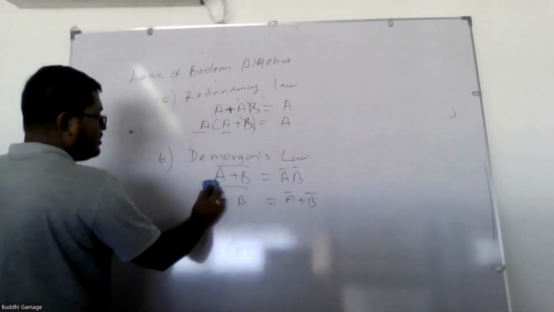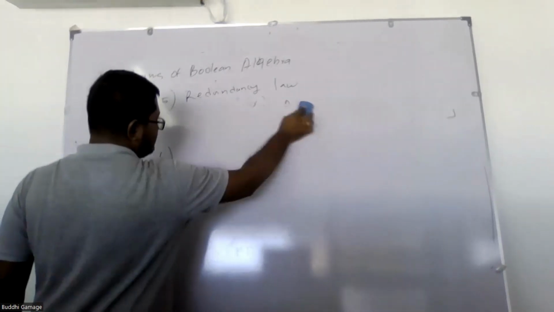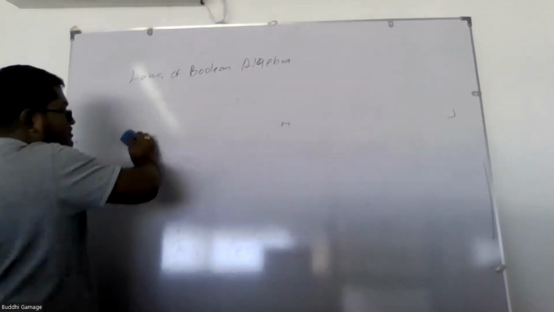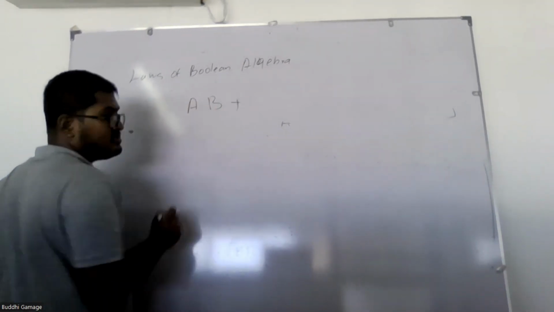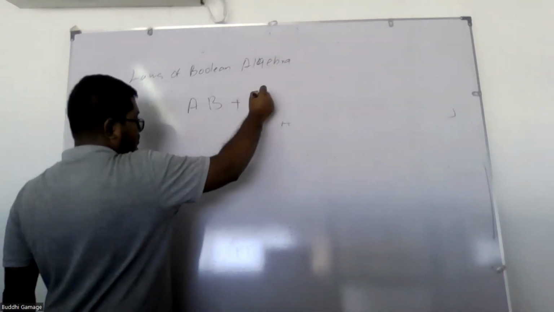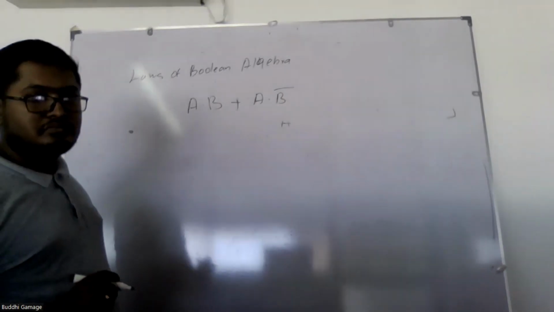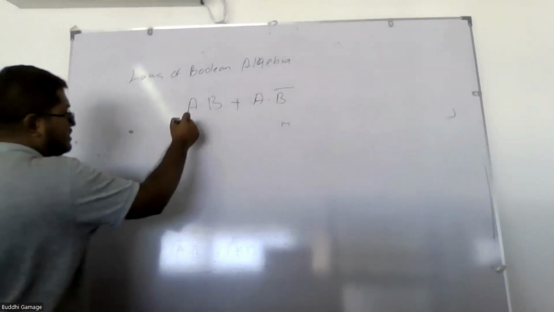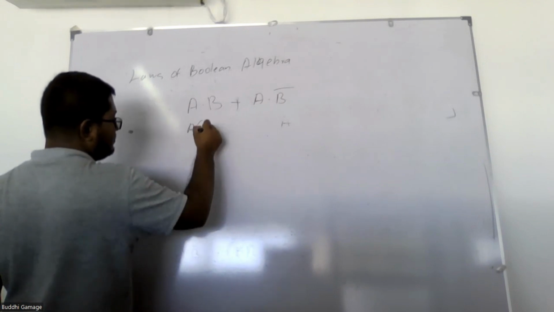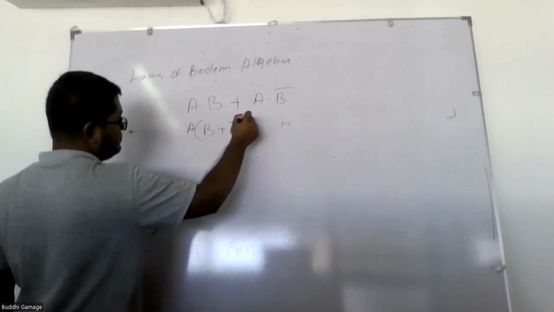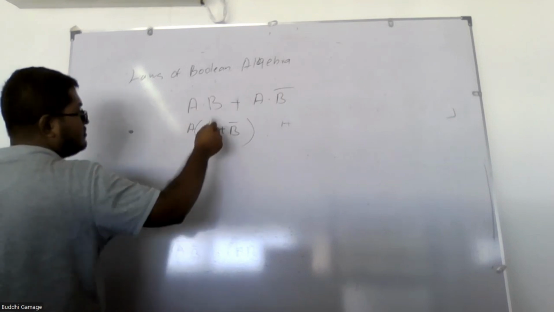So there are no names, but by using these theorems, you can identify these ones as well. So the first one is say AB plus AB bar, right? As you are aware, you can take this A out of the bracket. So then what will happen? B plus B bar. We have taken out this A, then B plus B bar.